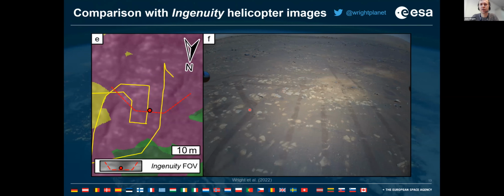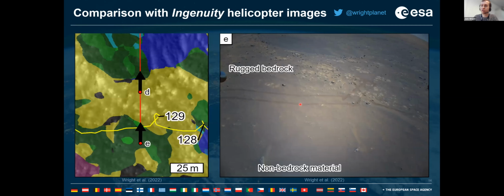And not only that, but the machine learning algorithm has correctly classified this region. So that's a nice result. We can go for an even longer flight. So on the left here, again, I'm showing you the terrain classification. The red line is the path that the helicopter takes. We're going to start at point E, and again, the yellow line shows you where the rover has gone. So it does this little loop here on Sol 129. You can see that little loop here on the screen, I hope, as well.